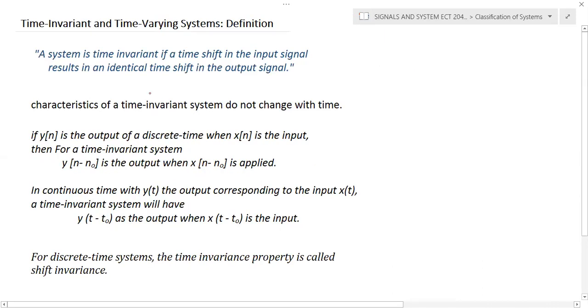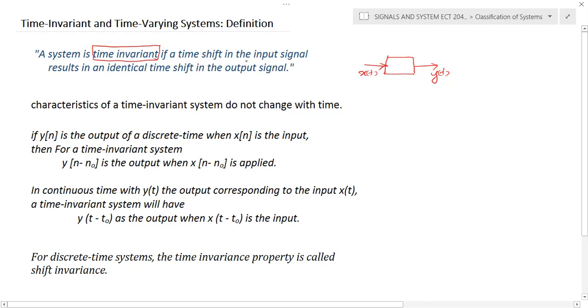Coming to the definition part, a system, it can be a continuous time system or a discrete time system, is said to be time invariant. For example, assume that the input of this particular system is x of t and the corresponding output is y of t. And the system is said to be time invariant.